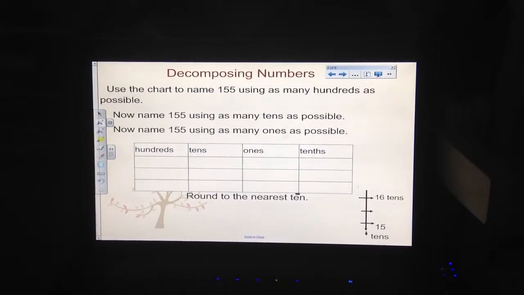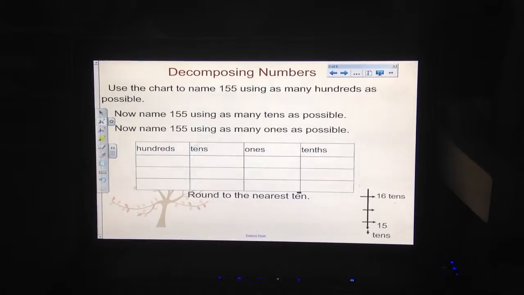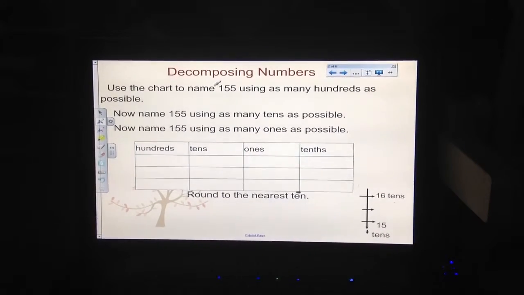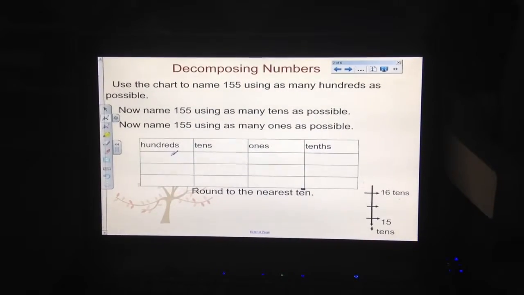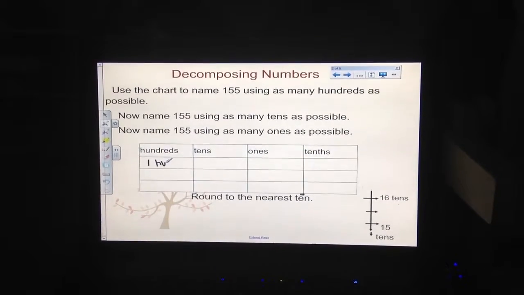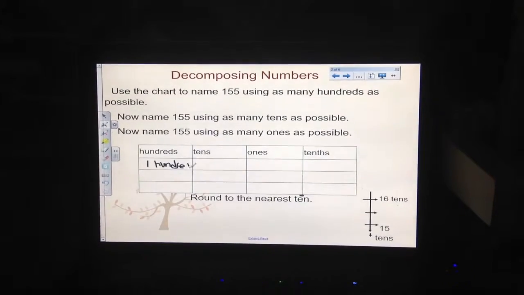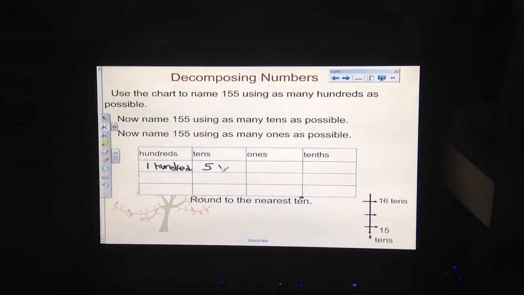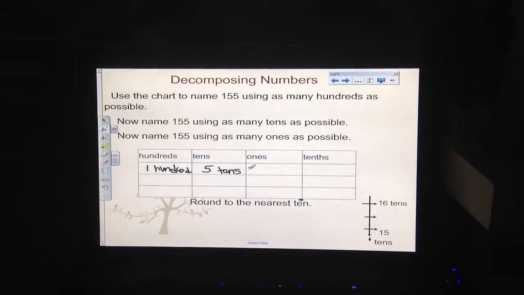Then they have them looking at this type of a chart. In their homework, I think it's actually filled out for them, but you're going to name 155 in several different ways. The first way, you would name it using as many hundreds as possible. So in 155, there's 100, 5 tens, and 5 ones.